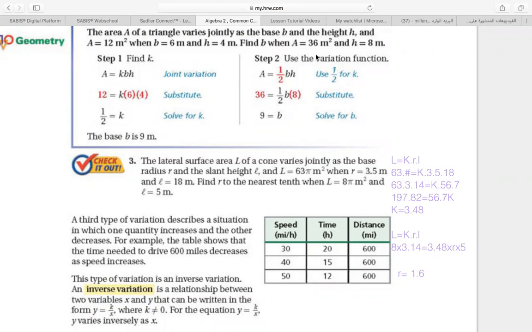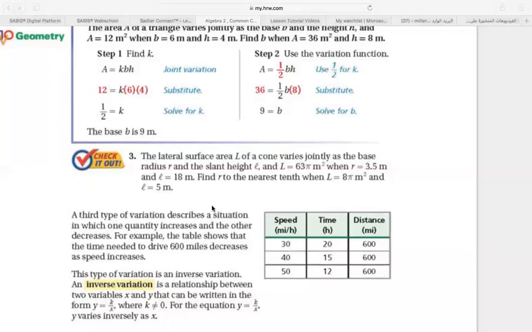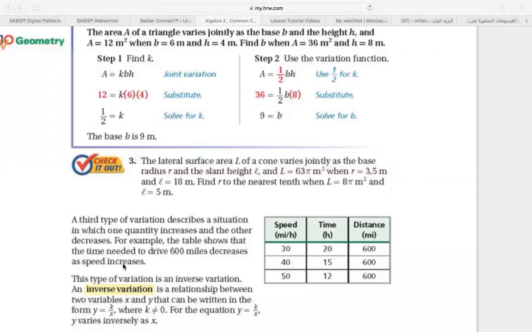Then you have another kind of variation, which is called inverse variation. What is inverse variation?